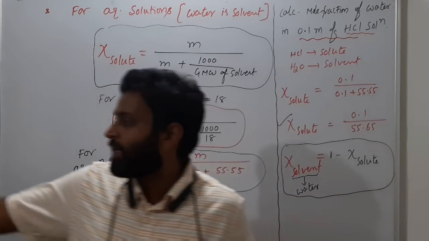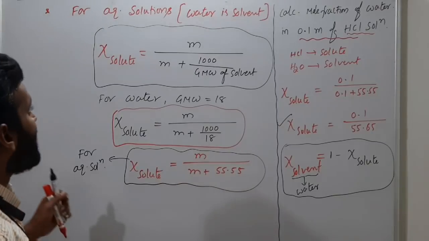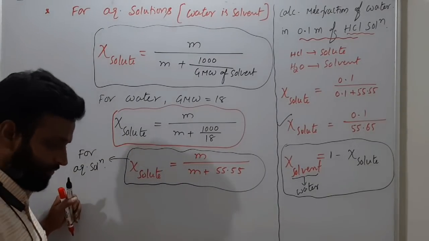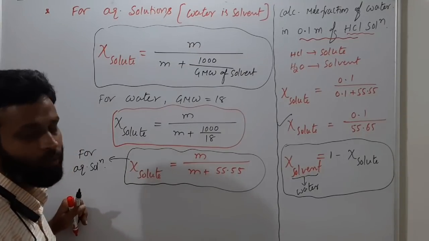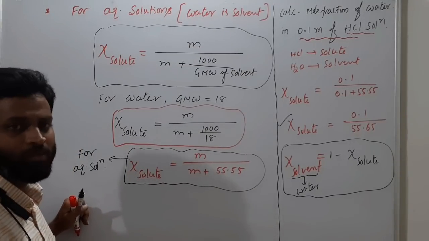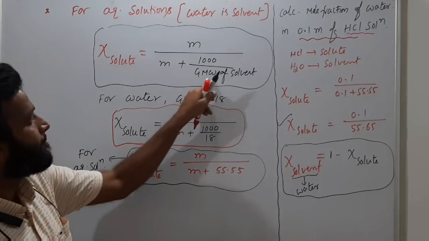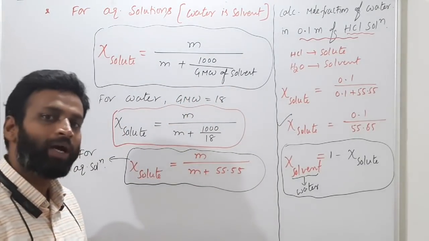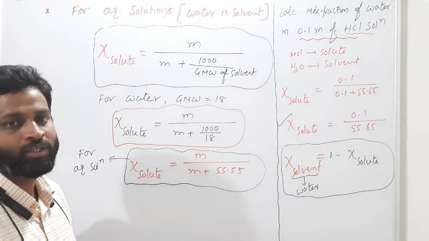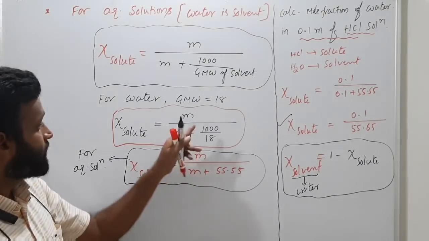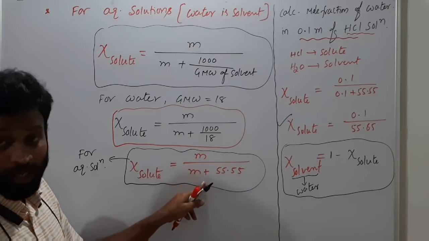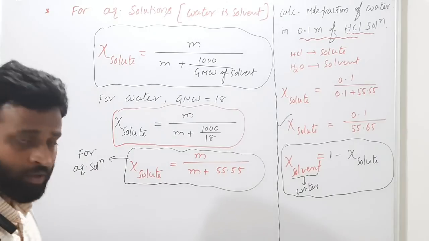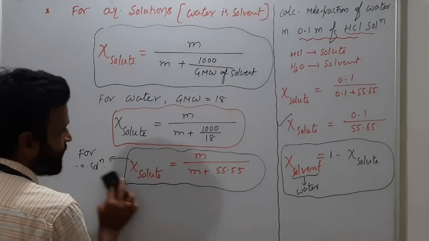That's it. Okay. So in this way you have to understand all the numericals. Sir, if the solute is present in some benzene, what to do? Then you have to consider the molecular weight of benzene as the gram molecular weight of the solvent. For an aqueous solution, you consider mole fraction of solute equal to molarity by molarity plus 55.55, because they said aqueous solution. Got it? So you can solve in this manner.